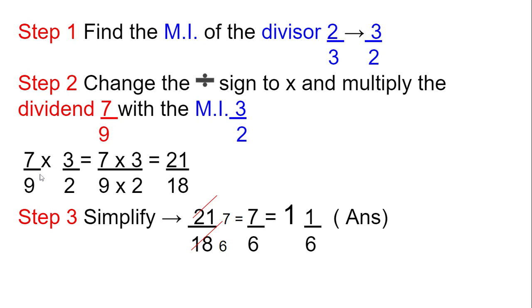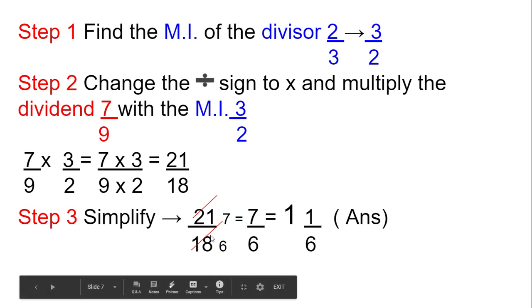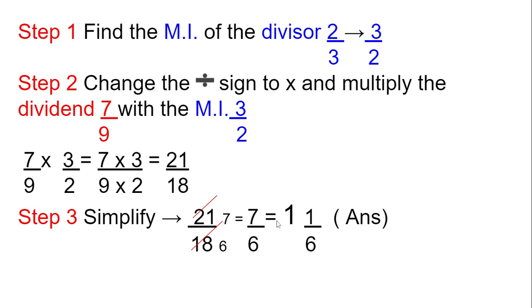So 7 upon 9 multiplied by 3 upon 2 is equal to 7 3s are 21 upon 9 2s are 18. Step 3. Simplify. 21 upon 18 have 3 as a common factor. So we divide 21 by 3 and get 7, 18 by 3 and we get 6. So we get an improper fraction 7 upon 6, which is converted into a mixed number 1 and 1 upon 6, and that's the quotient.